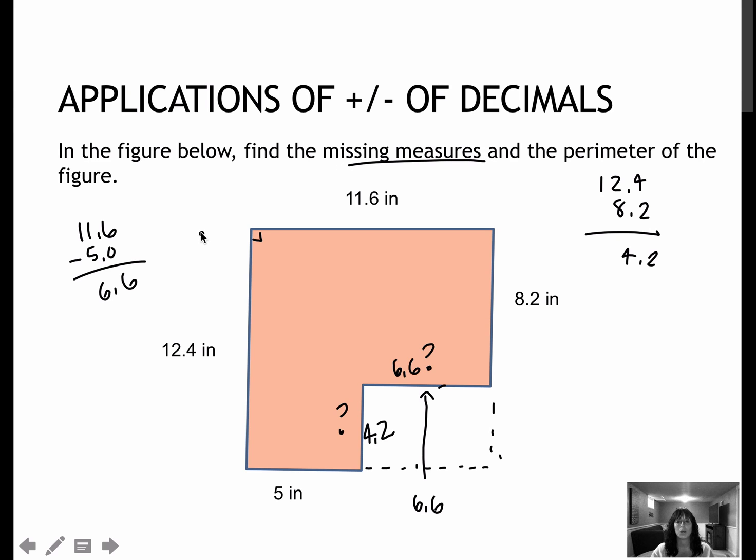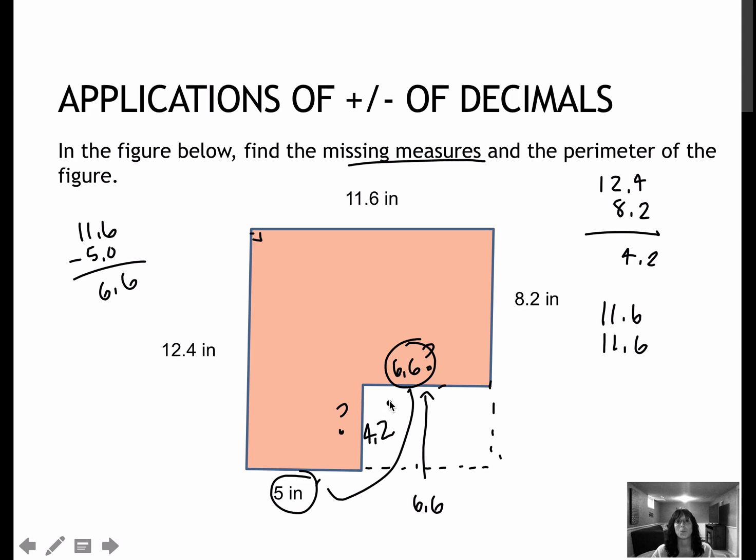Now we're finding the perimeter of the figure. I can do this two different ways. If I want, I can add 11.6, 12.4, 5, 4.2, 6.6, 8.2. I'm very lazy and I don't want to have to work that hard. What I know about this figure is that this whole side is 11.6 and that this whole side is 5 and 6.6, which together is 11.6. So I'm going to add 11.6 twice, because these two already added to 11.6.